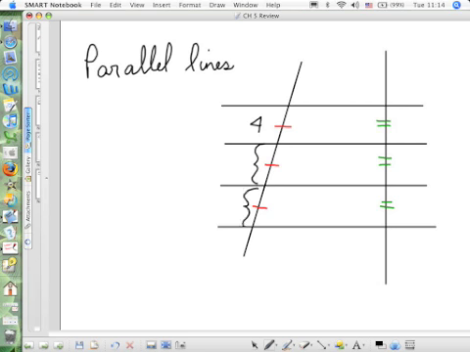Wait, Miss Allen, what if those parallel lines are like different spaces apart? Then they're not going to do this. How do we know? Patrick, this works. They will give you, like, see these red tick marks? Those will be given. You will have to conclude the green ones.